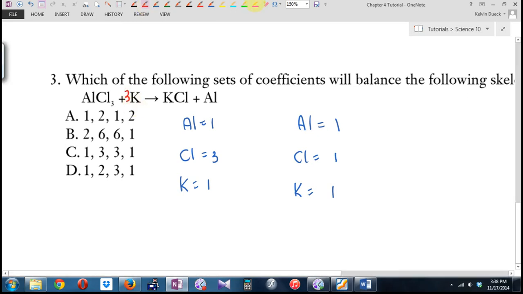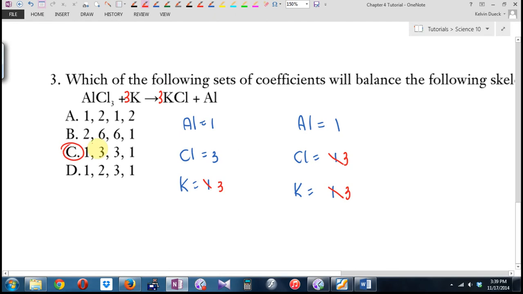Right, like on the right side. Okay, that's going to change that and that. So, what are the coefficients? What's in front of the first term? It's invisible. A 1, then a 3, then a 3, then a... So, it would be that.